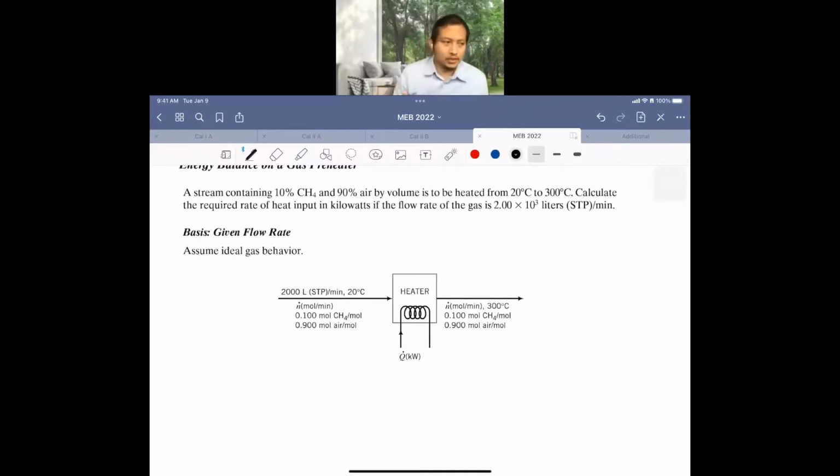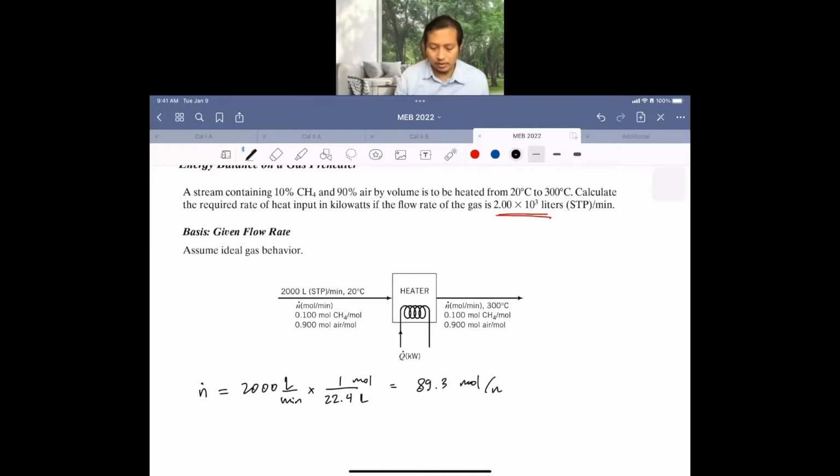So basically, we could start with the moles. Okay, the flow that we have is 2,000 liters per minute. So we could convert that first to moles per minute. So we could say that the moles is 2,000 liter per minute, I'm going to multiply with 1 over 22.4, right? This is mole per liter. So we could get 89.3 mole per minute.